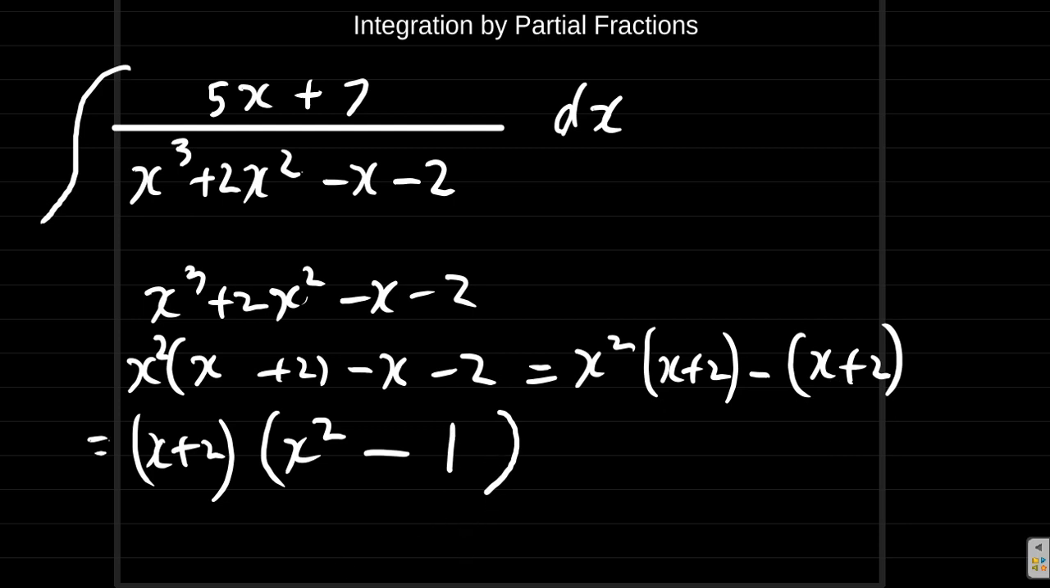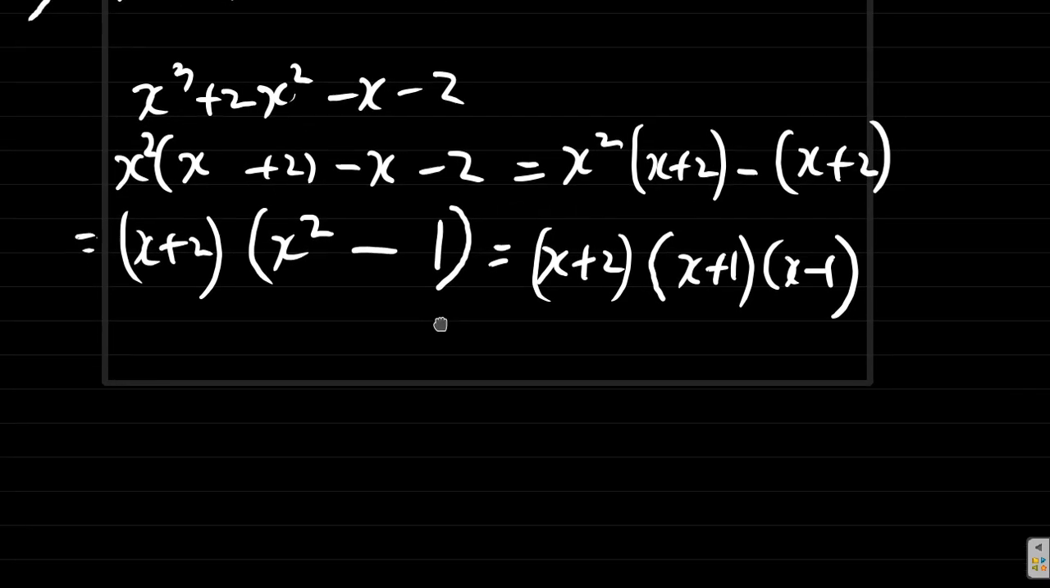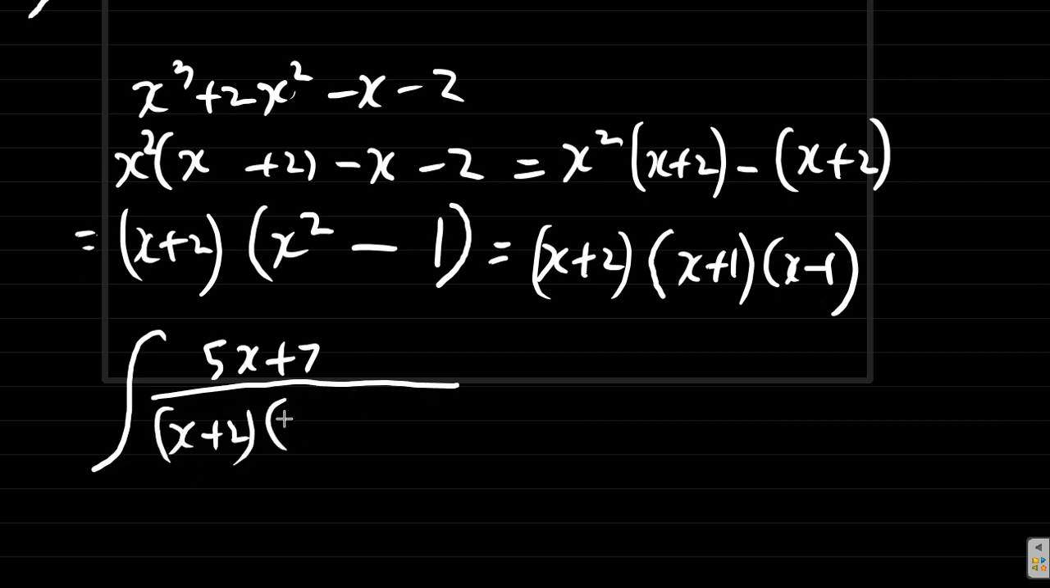Now it could be factorized further, because notice that we have an x squared minus 1, which is a difference of 2 squares. So let's put back the x plus 2 here, and then here. The shortcut for factorizing this difference of 2 squares, we're going to have x plus 1, x minus 1. Remember your difference of 2 squares? Alright, so that's what we have here. Alright, so we can write this thing as the integral of 5x plus 7 over x plus 2, x plus 1, x minus 1 dx.